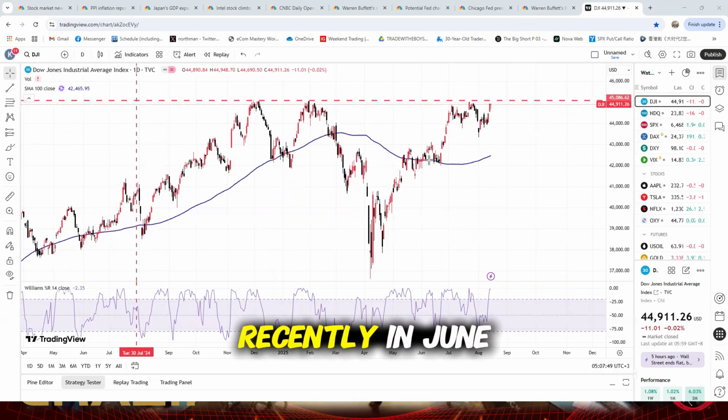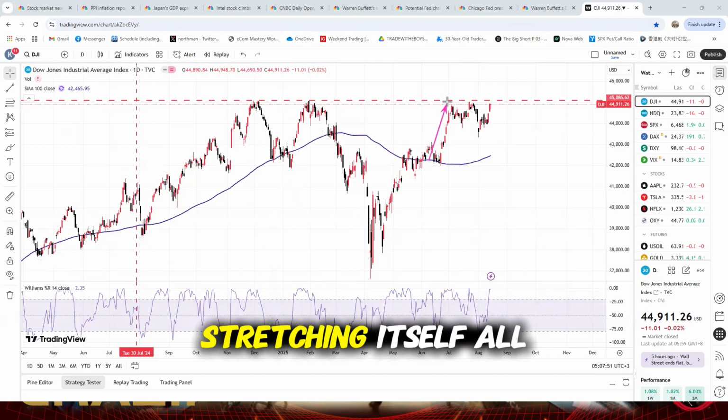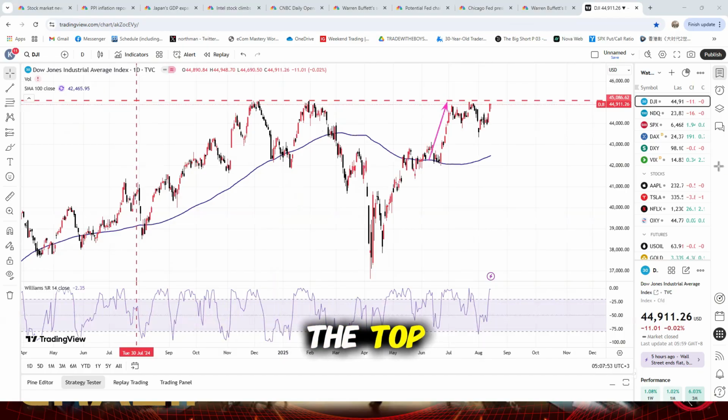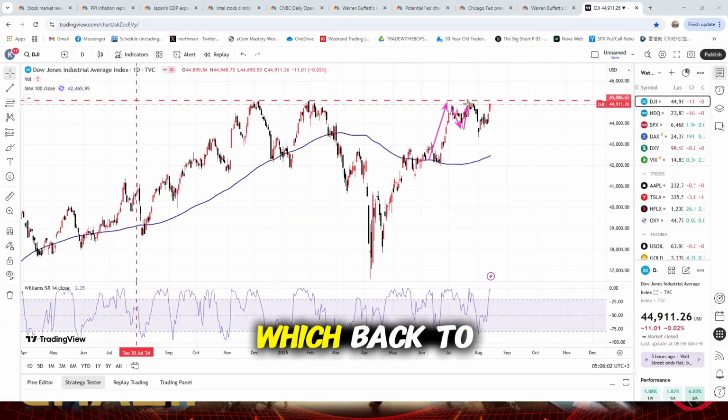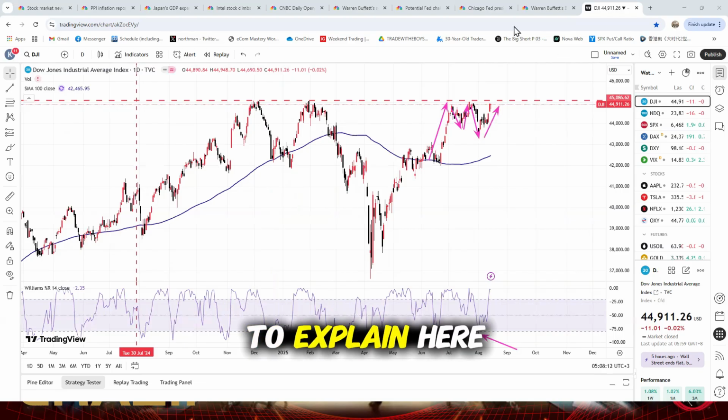Then, recently in the June-July period, where it was stretching itself all the way to the top, we said the same thing. And then after that, the market pulled back for a short moment, and then it pulled up again, back to the same level, and it happened again. You can see that the Williams indicator was at the bottom and then price went up. So what am I trying to explain here?